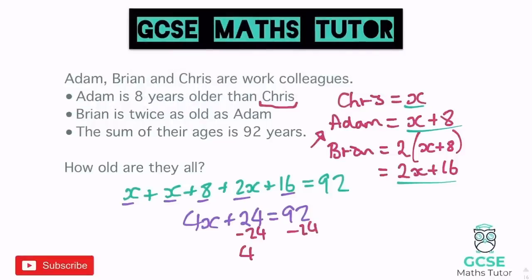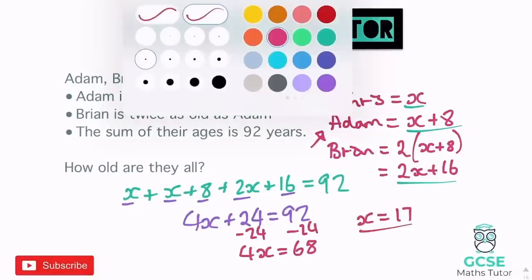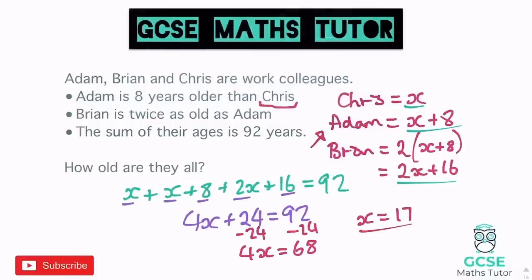So we get 4x equals 68, and then we just need to divide by 4. So dividing that by 4, let's think, gives us 17. So x equals 17. It does say how old are they all, so we could finish this off and just say, well, Chris was x, so Chris is 17.